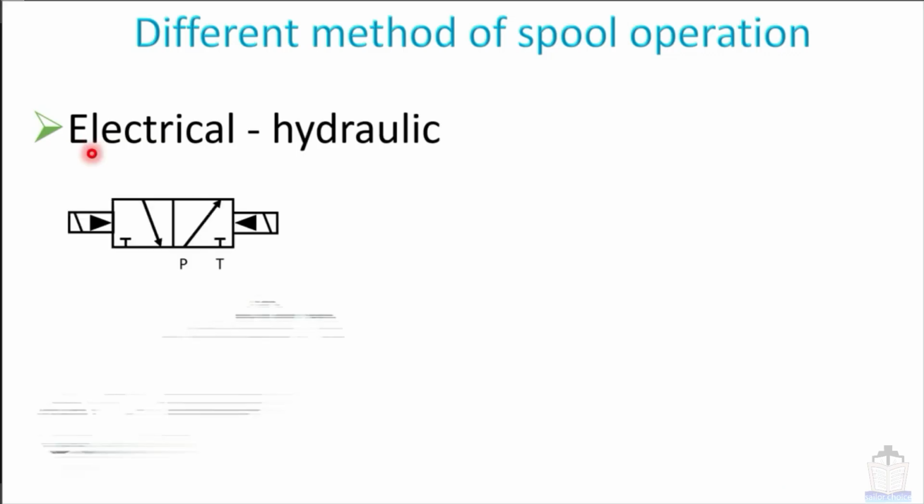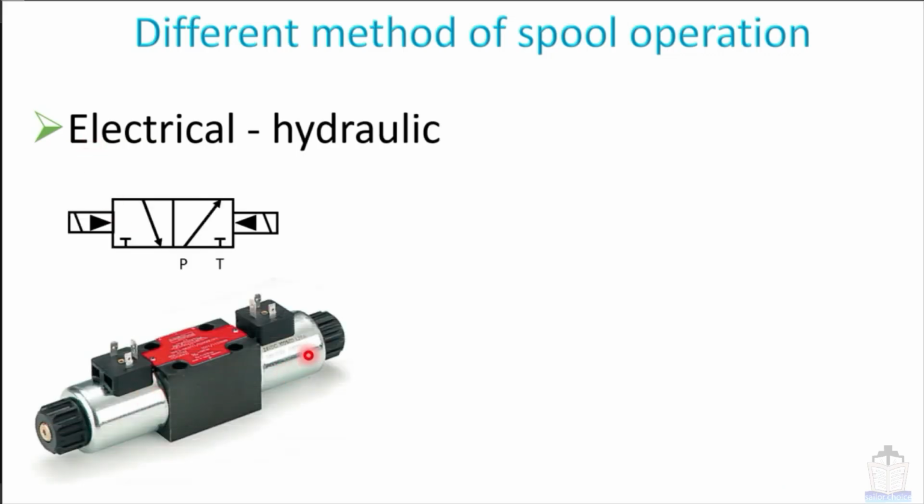Continuing electrical hydraulic. Most of the time you will find electrical hydraulic valves like this, meaning both side solenoids are there and the spool is being operated by the hydraulic oil.